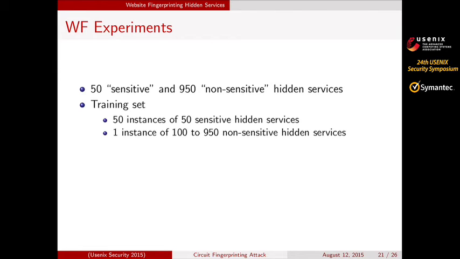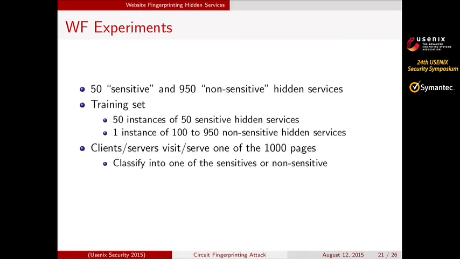To train the classifier, we gave it 50 instances of each of the 50 sensitive hidden services and 1 instance of a varying number of non-sensitive hidden services. The client was allowed to visit any of the 1,000 pages, and the classifier's job was to classify which of the 50 sensitive hidden services it visited, or whether it visited a non-sensitive one. We had a similar task for the servers, where the server served one of the 1,000 pages, and the classifier's job was to figure out which one it was serving.